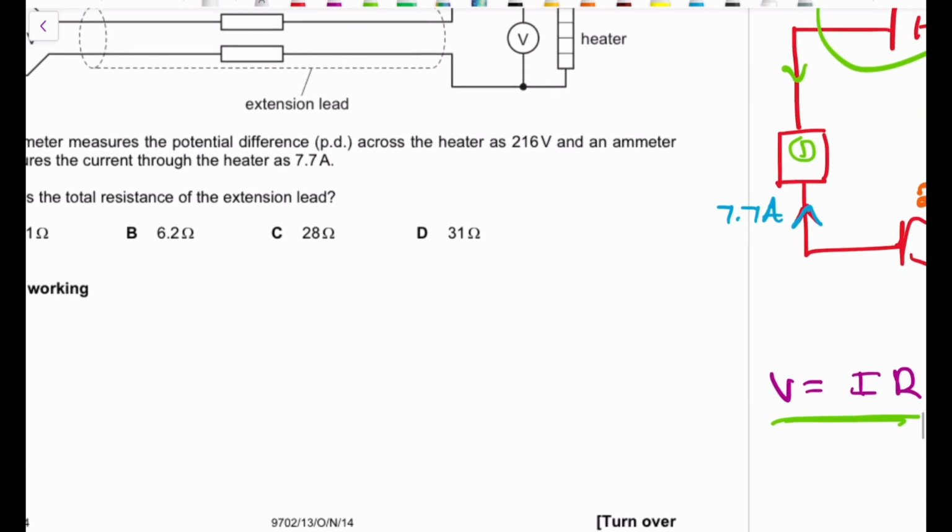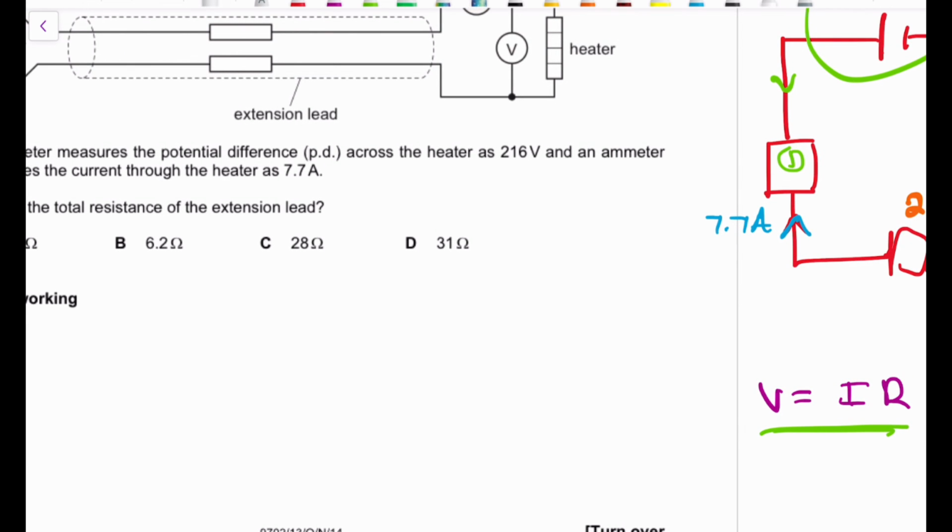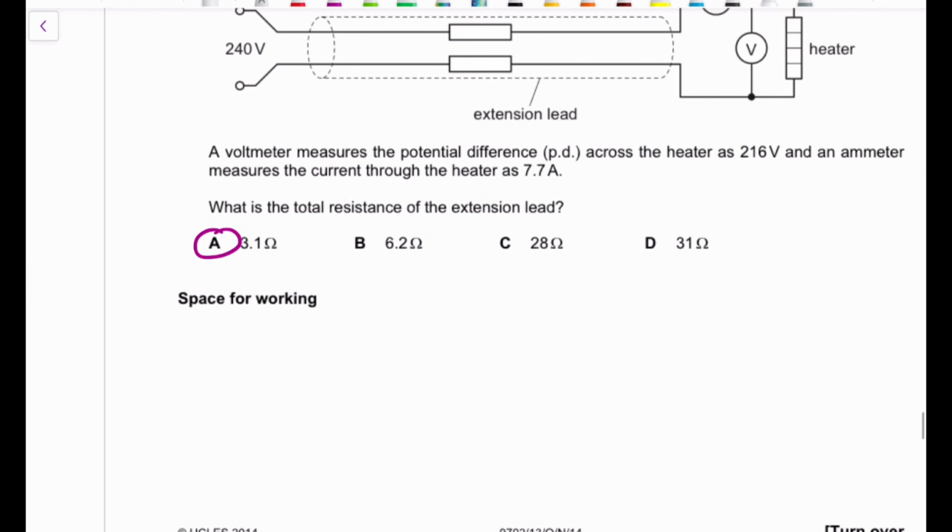So remember, redraw. Whenever you see a complicated circuit, try to redraw it into something that you're familiar with, something that you know, and then try to make sense of it and do it in your own way. So the answer has to be A.